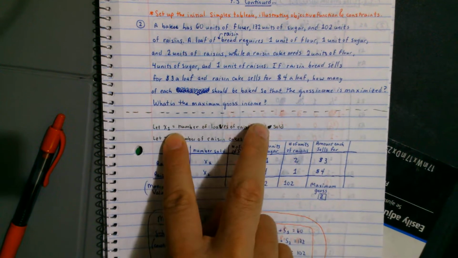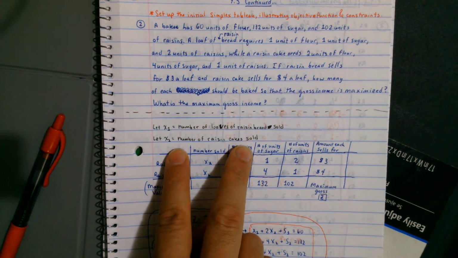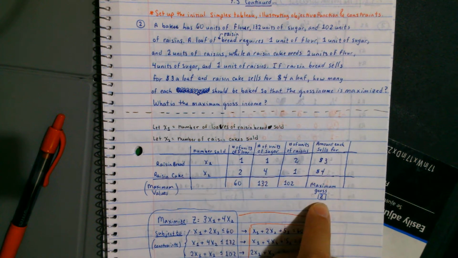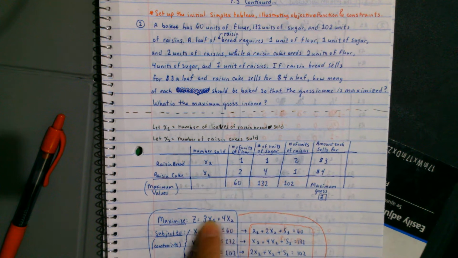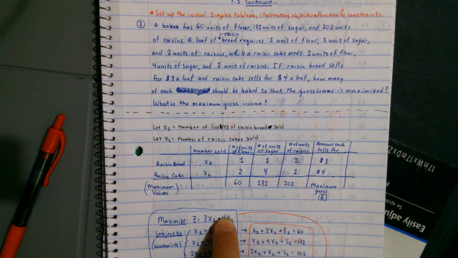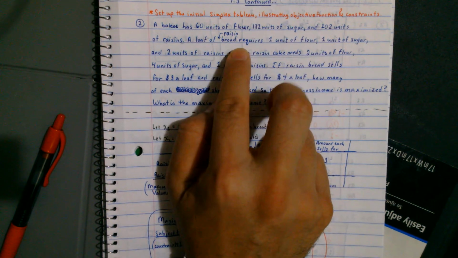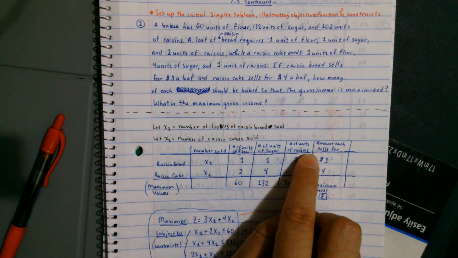So if x1 is the raisin bread and x2 is the raisin cake, so the bread is x1, the cake is x2. So just kind of setting that up here. So your maximum gross is 3x1 plus 4x2. That's kind of what you're trying to maximize, a profit. So you're given 3 things: units of sugar, units of raisins, and units of flour. So let's talk about those 3 things.